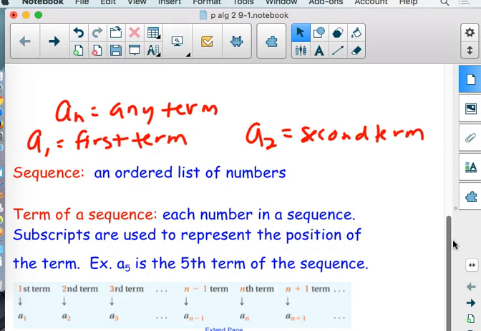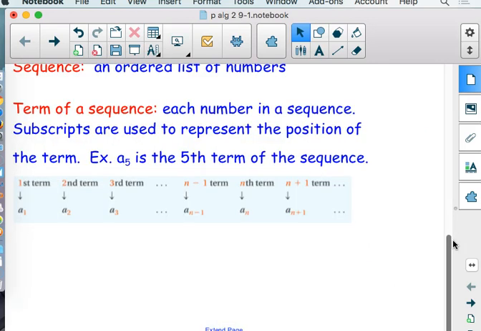Is it the first one? Is it the second one? Is it the third one? Which one is it? Like I had up there, they've written a sub 5. I'm not going to read that off as a sub 5. Most of the time I'm going to say the fifth term, because that's what it stands for, the fifth term of the sequence. In this case, we've got a sub 1, a sub 2, a sub 3, showing us the first, second, and third term, and then things get a little weird.